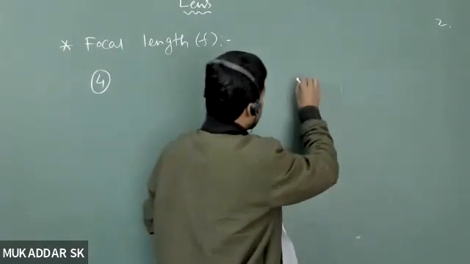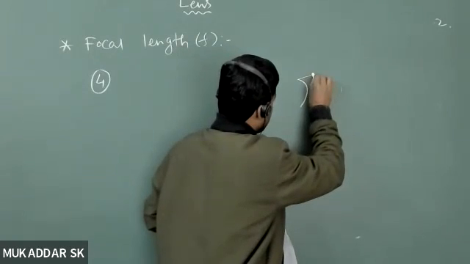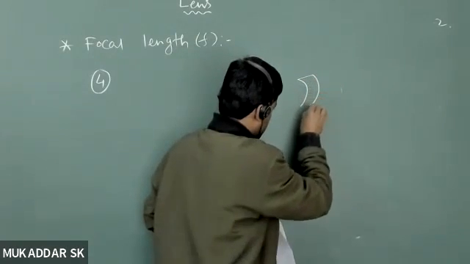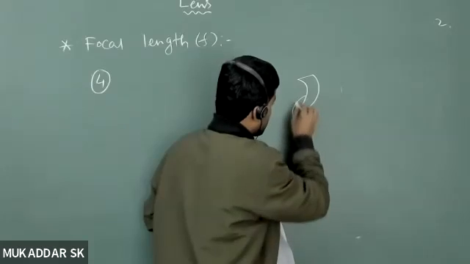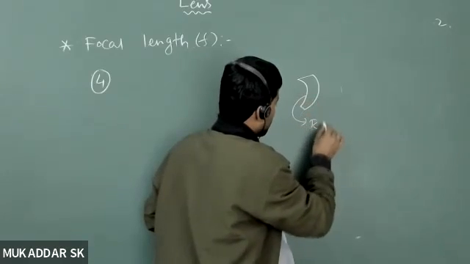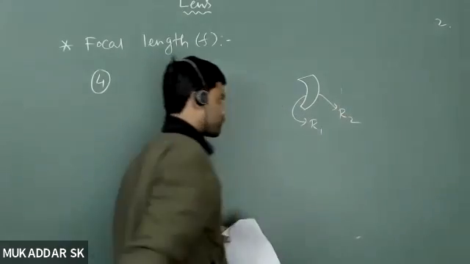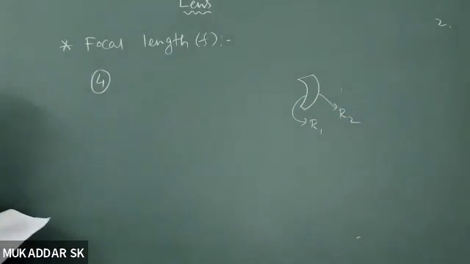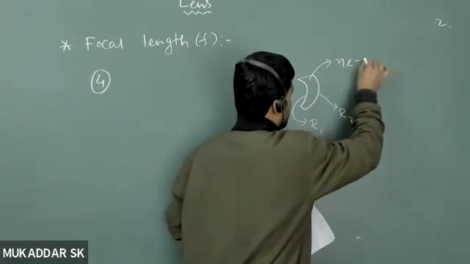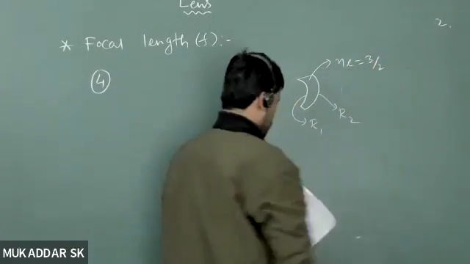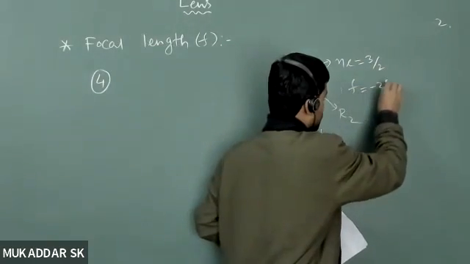So again, suppose you have a lens and its shape is like this. Radius of curvature of this surface is R1, and radius of curvature of this surface is R2. Okay, and the refractive index of this lens, again, is 3/2. Focal length is given, that is f equals minus 24 centimeter.